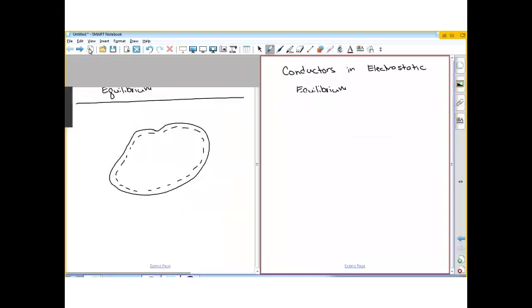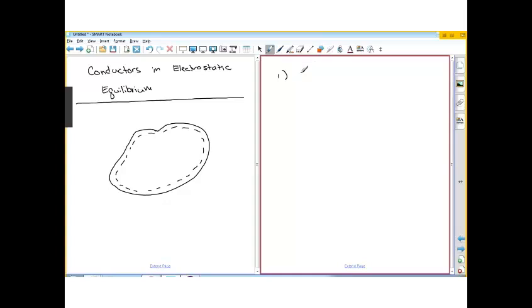So the 4 rules are, number 1, this is on page 513. It says that the electric field is 0 everywhere inside the conductor or the conducting material.